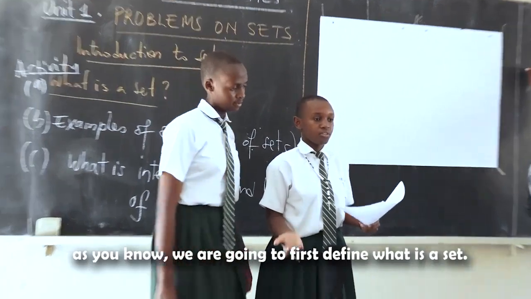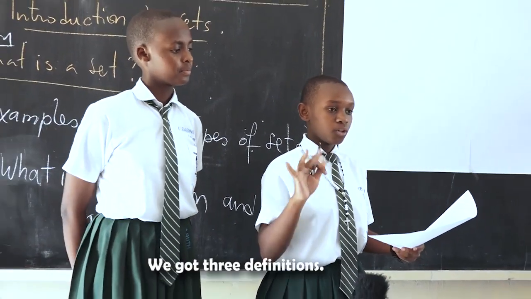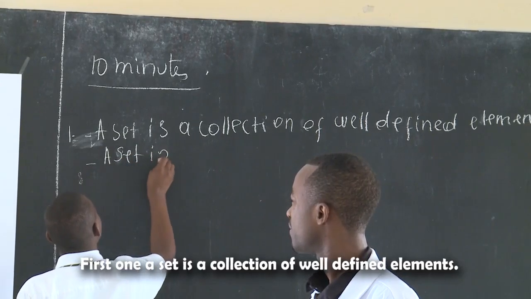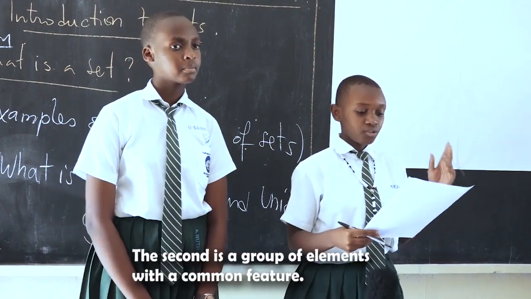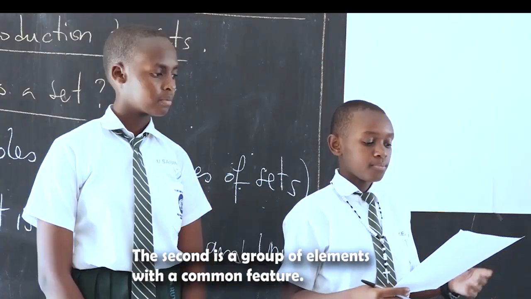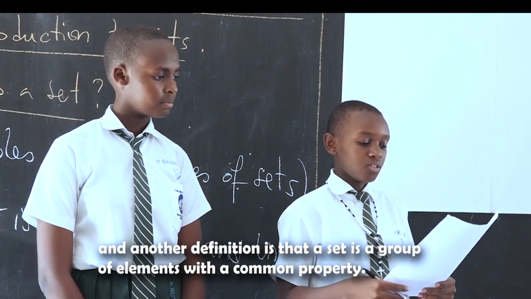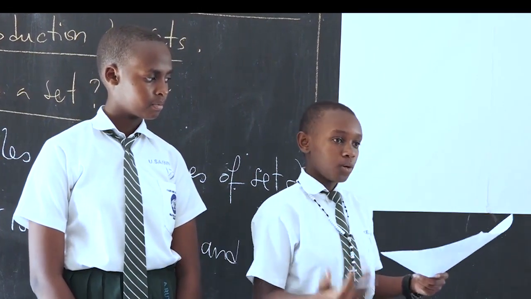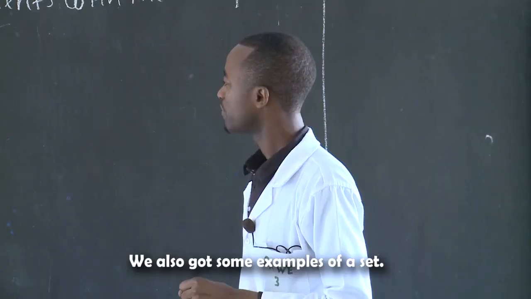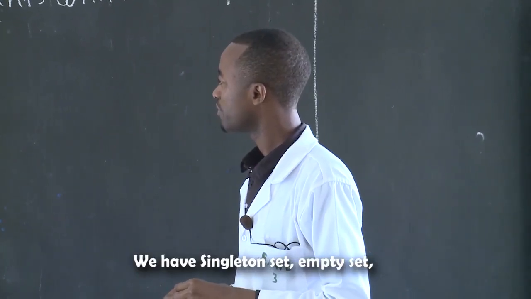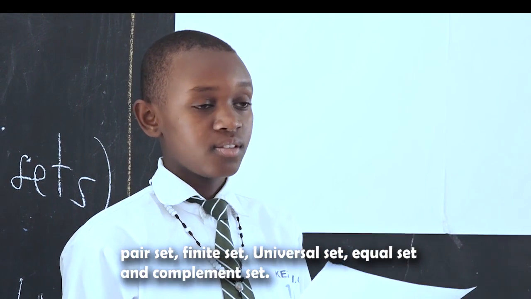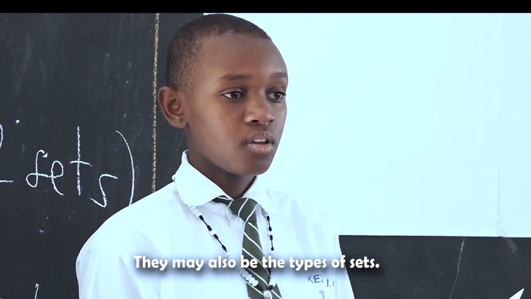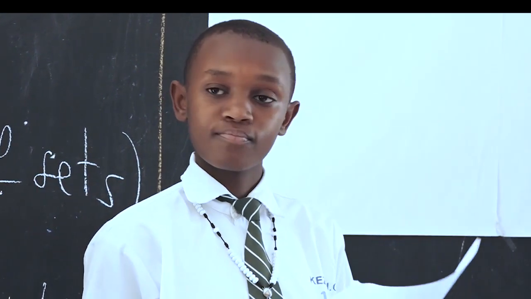As you know, we are going to first define what a set is. We got 3 definitions. First, a set is a collection of well-defined elements. The second is a group of elements with a common feature. And another definition is that a set is a group of elements with a common property. We also got some examples of a set: singleton set, empty set, pair set, finite set, universal set, equal set, and complement sets. There may also be types of sets.